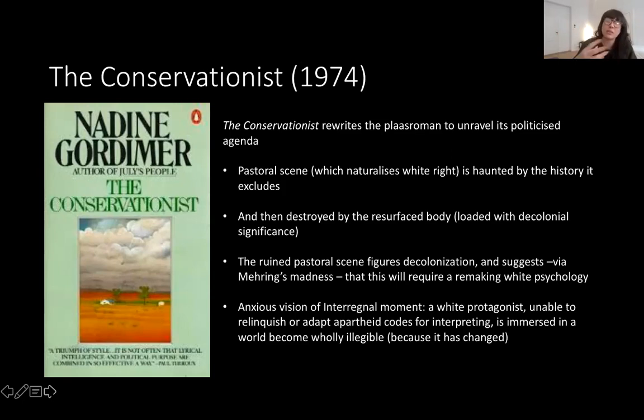So the way that the narrative ends is that we have an anxious vision of an interregnal moment, right? A white protagonist who is unable to relinquish or adapt the apartheid codes that he has available for interpreting the world. In that situation, he becomes immersed in a world that he cannot interpret, right? And hence the style of the text becomes very stream of consciousness, really jagged and disrupted and difficult to make sense of. And Stephen Clingman puts it something like, the grid of Meiring's sense slides completely out of control.